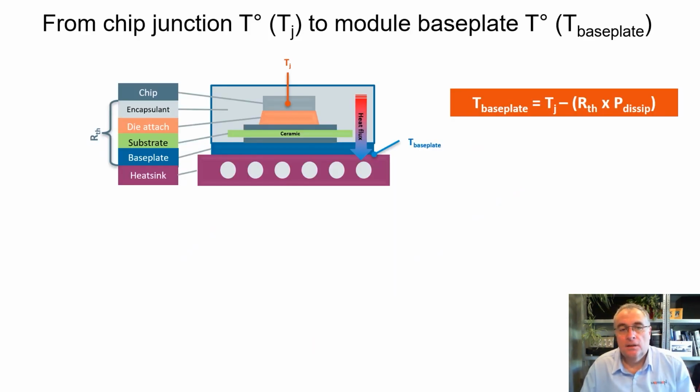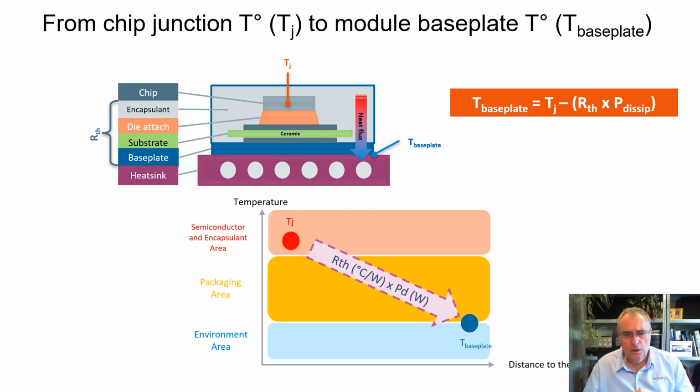So let's enter inside the power module. You will know that from the silicon carbide chip, or any kind of material, the junction temperature is then going through a series of stacks made of encapsulant, die attach, substrate, base plate, until really touching the heat sink. And it is easily demonstrated that the temperature of the base plate is the junction temperature minus thermal resistance times the dissipated power.